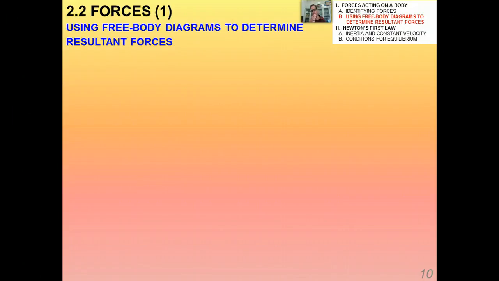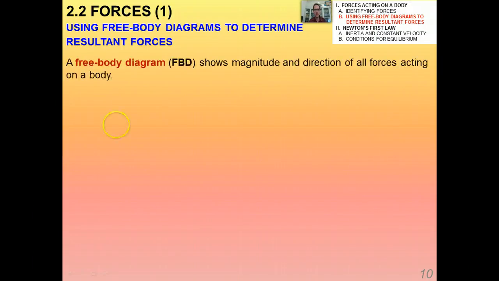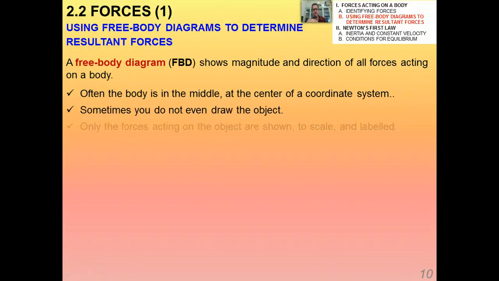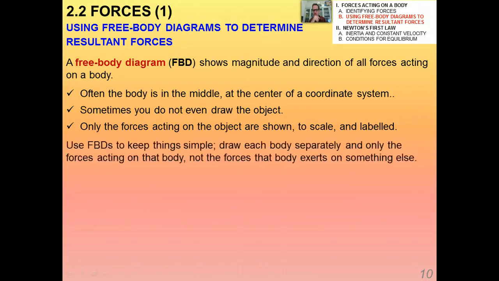I'm going to talk about free body diagrams now real quick to end this video. Super important. You've got to really pay attention to the next couple of slides. We use these things called free body diagrams, and what they do is they show the magnitude and the direction of all forces acting on a body. And I'll give you some examples. Often the body is in the middle of the diagram at the center of a coordinate system. And sometimes you don't even need to draw the object, and only the forces acting on the object are shown to scale. It simplifies things.